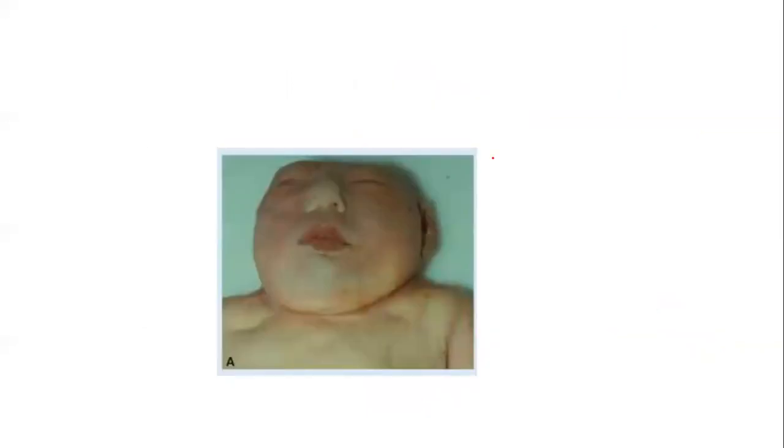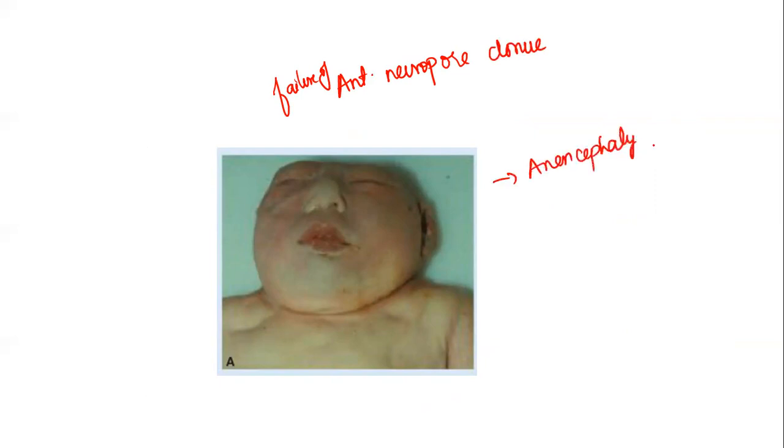So, failure of anterior neuropore closure will lead to a condition called anencephaly, absence of the cephalic end. So the brain is not going to develop, right? As a result, doctors will advise abortion. So medical termination of pregnancy will be the ultimate solution for this, right? So anencephaly can happen if the anterior neuropore fails to close approximately on the 25th day.